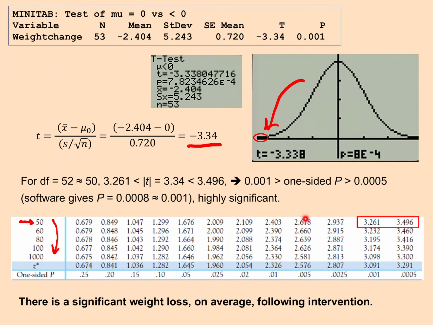All right, so follow this all the way over. We're looking for minus 3.34, and we see it falls between these two values, right at the end of the row. Go down, and we have a one-sided p of between 0.0005 and 0.001. Minitab calculates it much more precisely and says 0.0008, which, yes, is in between these two numbers.